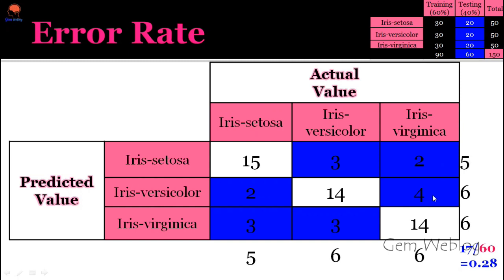So 3 plus 2 is 5, 4 plus 2 is 6, 3 plus 3 is 6, so 5 plus 6 plus 6 is 17 samples that belong to incorrectly classified samples out of 60. So 17 divided by 60 is equal to 0.28, which is the error rate.